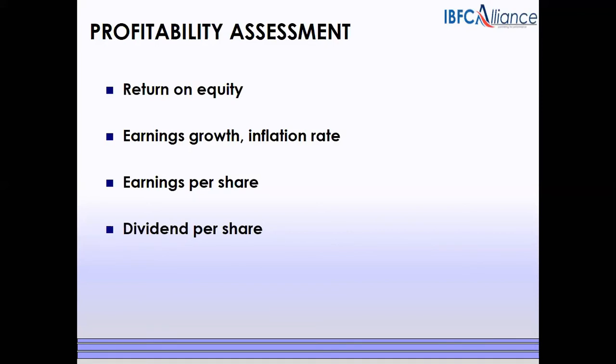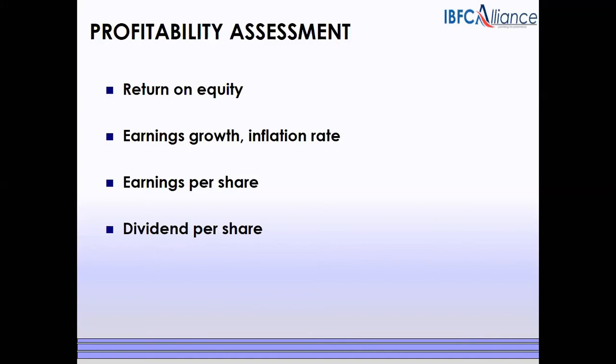Earnings per share is the profit per share. In other words, out of whatever profits the company makes, when you divide it by the total number of shares, you then get the earnings that is attributable to each share, to one share.